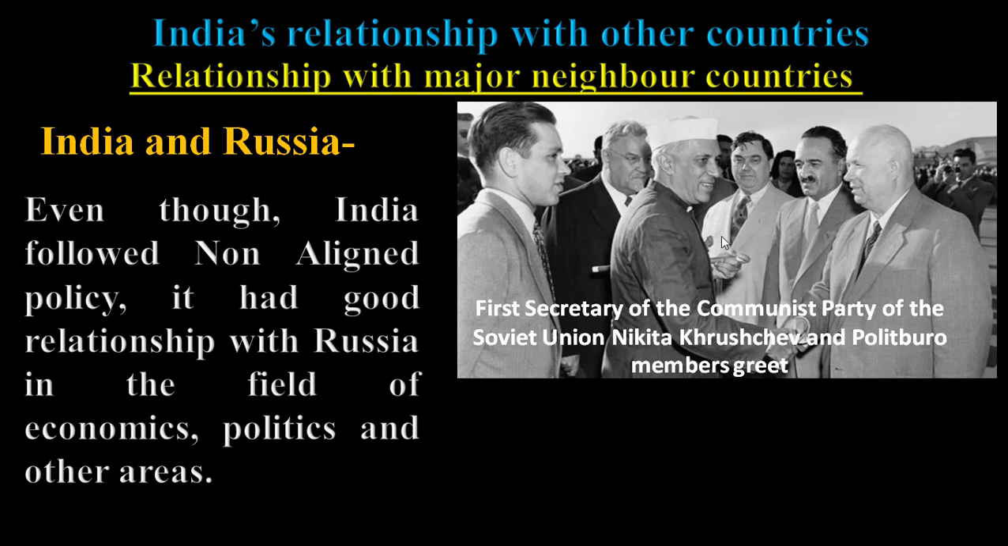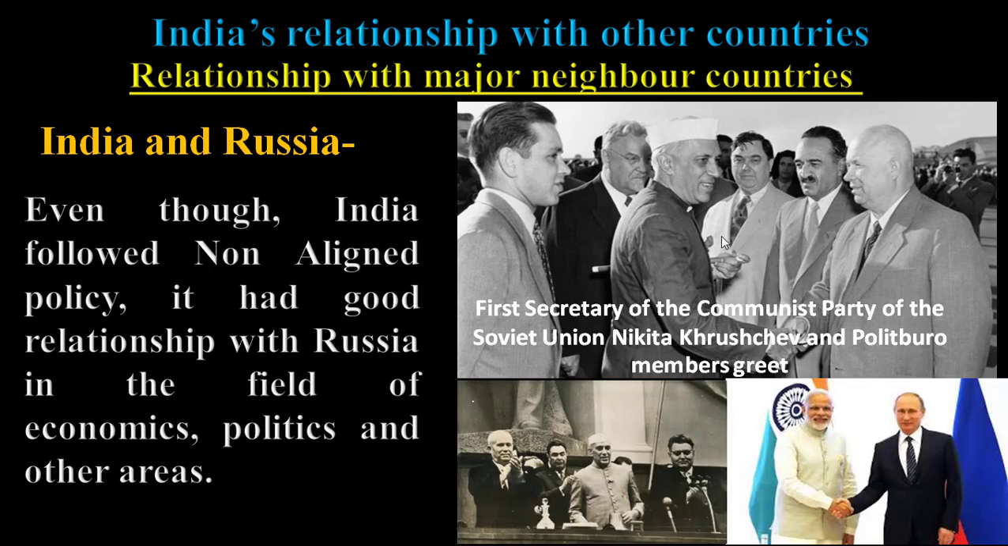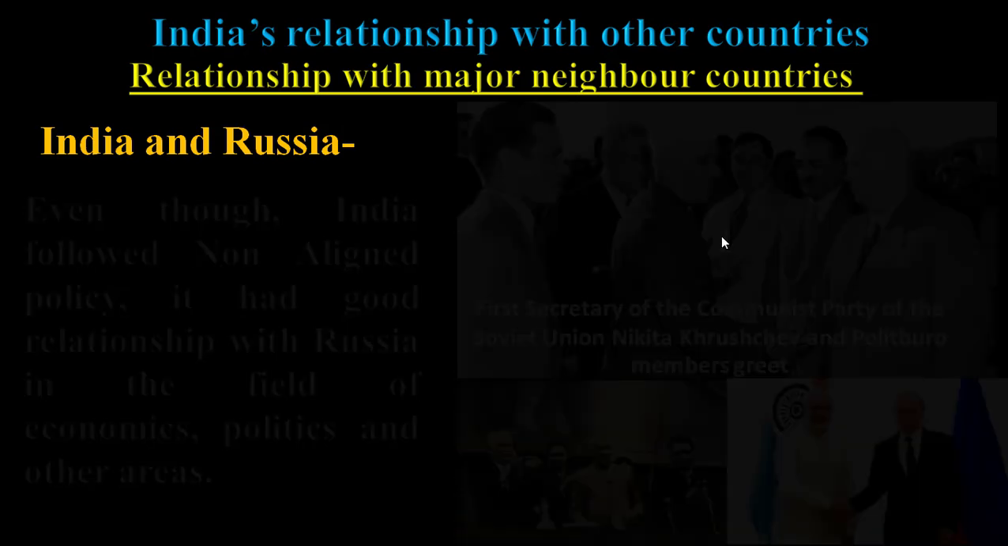But even though it adopted a non-aligned policy, it has a very good relationship with Russia in the field of economics, politics and other areas. So you can see the First Secretary of the Communist Party of the Soviet Union, Nikita Khrushchev, and Politburo members greeting each other, Nehru and the First Secretary of the USSR. Till these days, we are maintaining the relationship between India and Russia.